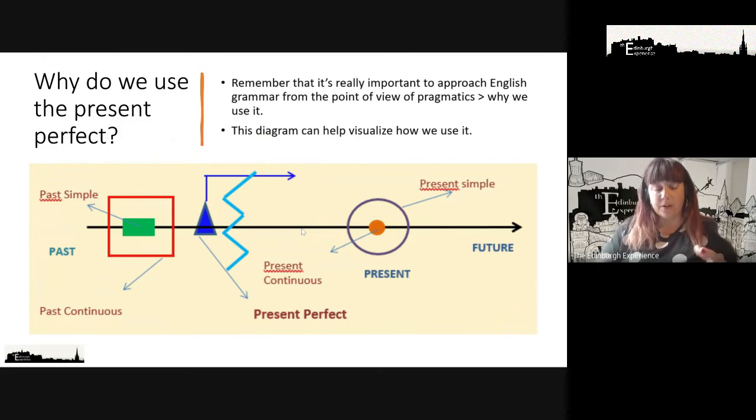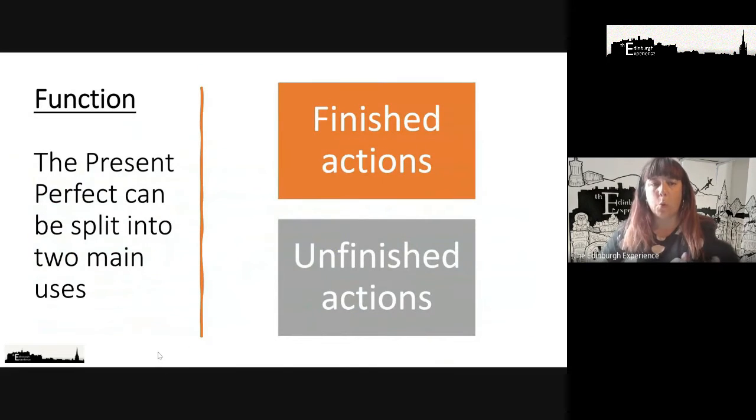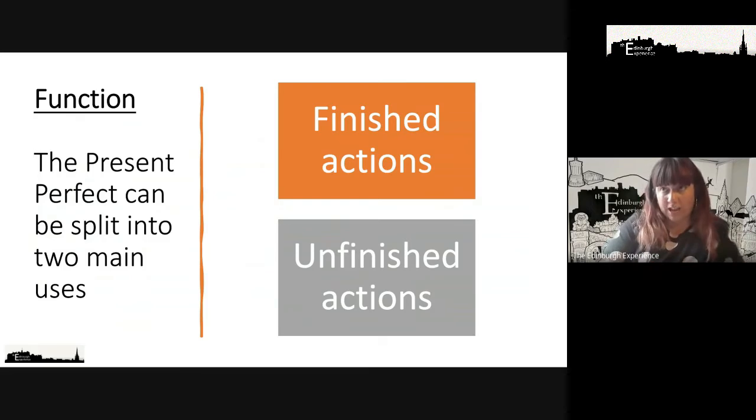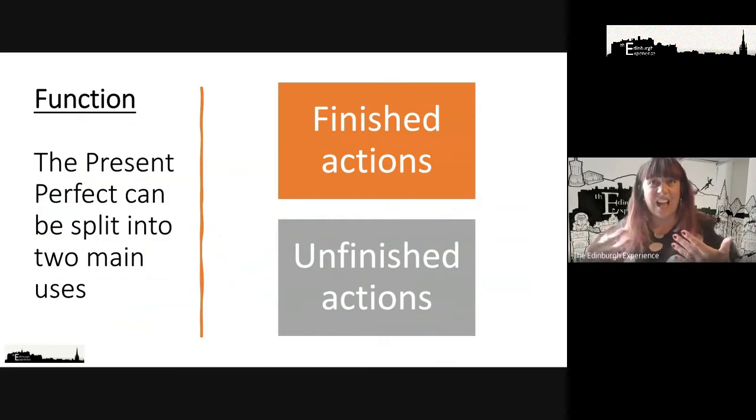And when we think about the present perfect, I like to think of it as a bit like a time traveling tense, okay? It's going to connect you between these two time periods, the past and the present, yeah? It'll always have that connection between the two. So when we think about the function of the present perfect, why we're using it, there's lots of different reasons that we use it, but we can put it into two categories, yeah? Finished actions, actions which are completed, and unfinished actions as well.